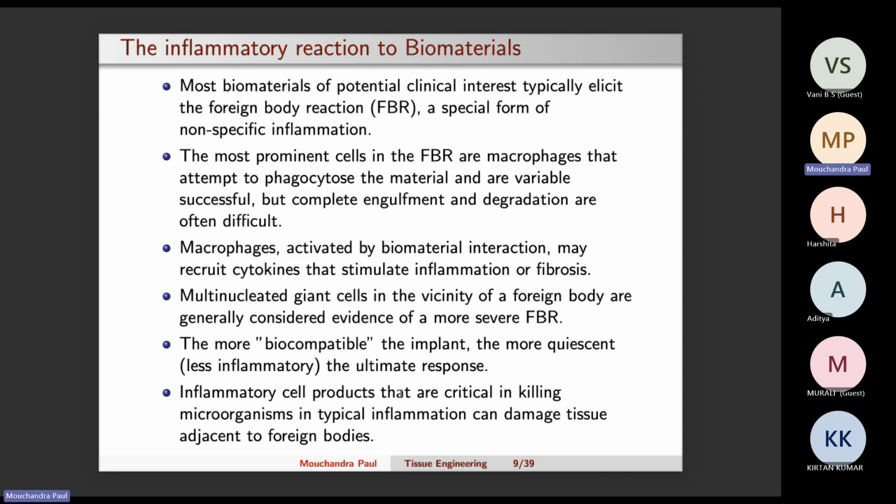Inflammatory cell products are critical in killing microorganisms in typical inflammation, and they cause damage to the tissues adjacent to foreign bodies. The body doesn't really want this to happen, which is why a step of fibrosis also happens, where, as I mentioned, a fibrous membrane layer gets formed around the biomaterial and the foreign body giant cells, and they try to isolate it from the rest of the body.